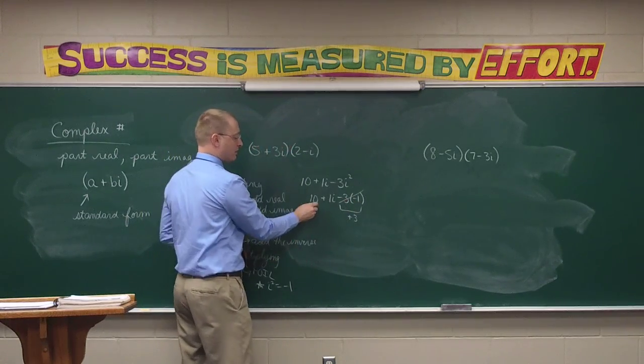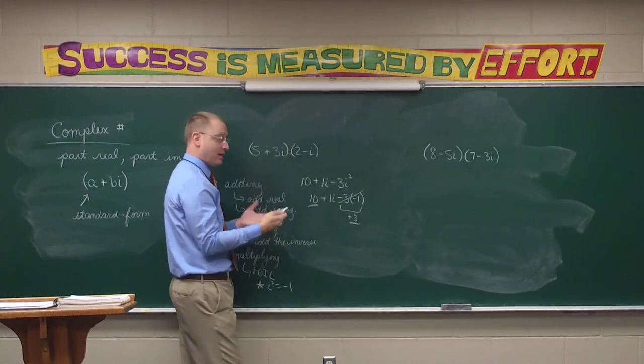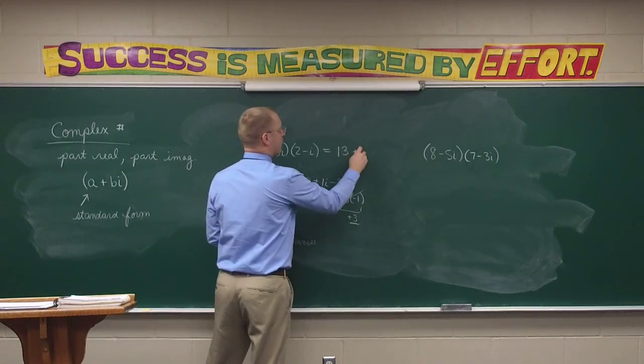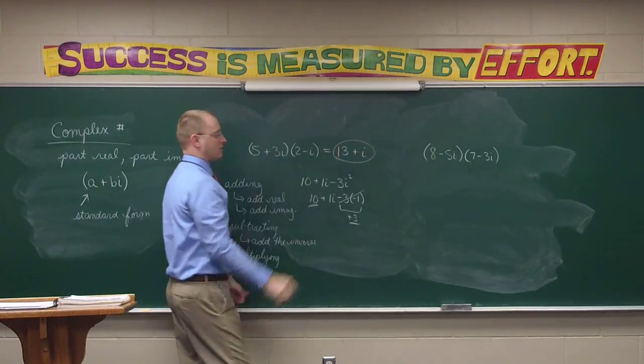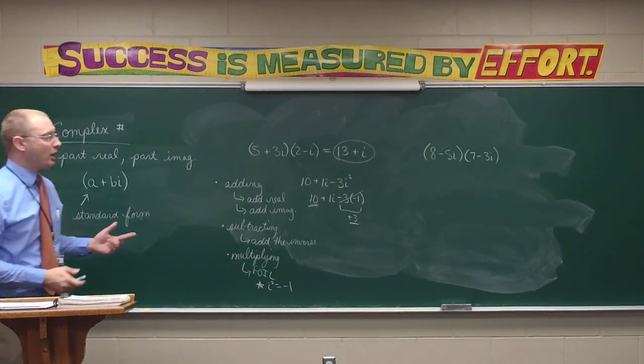Well, notice this plain old 10 and this plain old real 3, they can combine, they're both real. 13. And then my lonely positive 1i just stays lonely. Questions on that? All right, what about the next one?